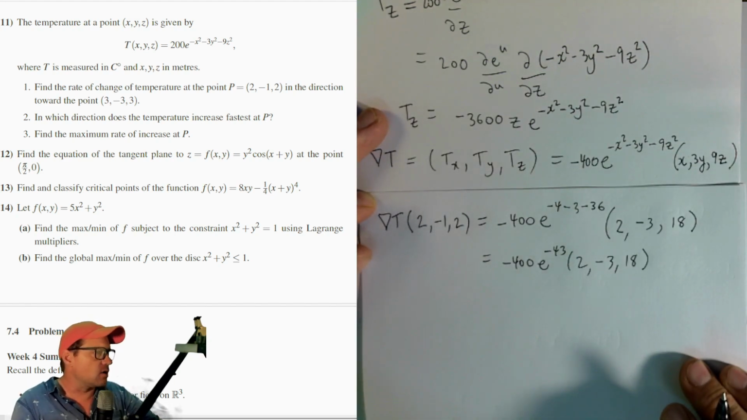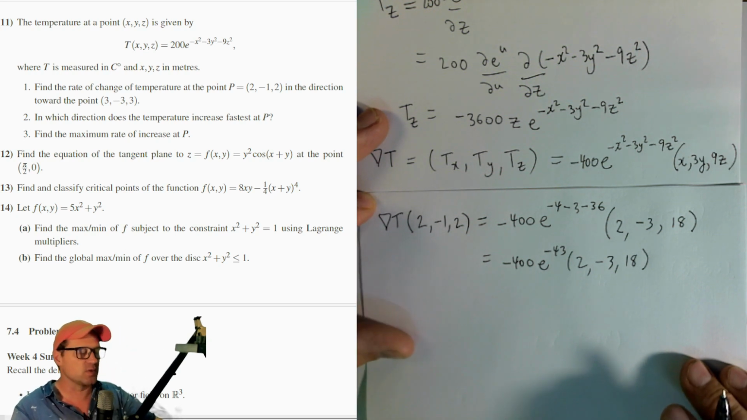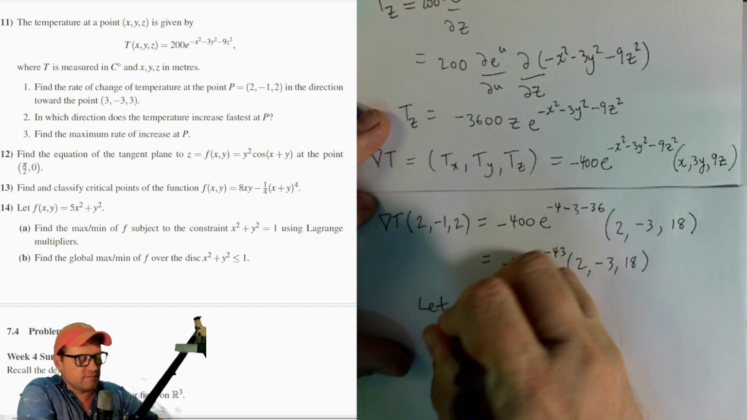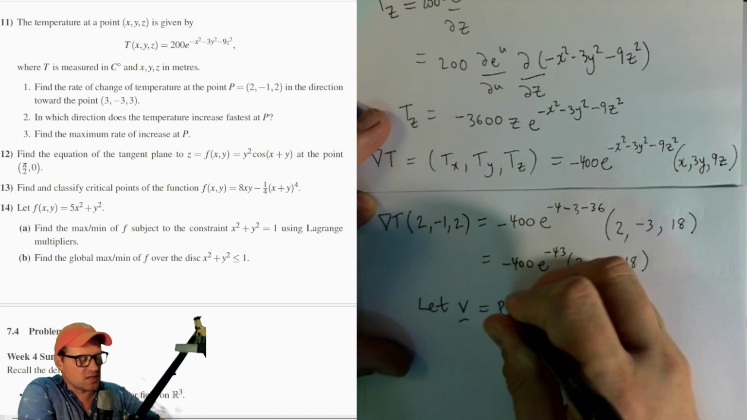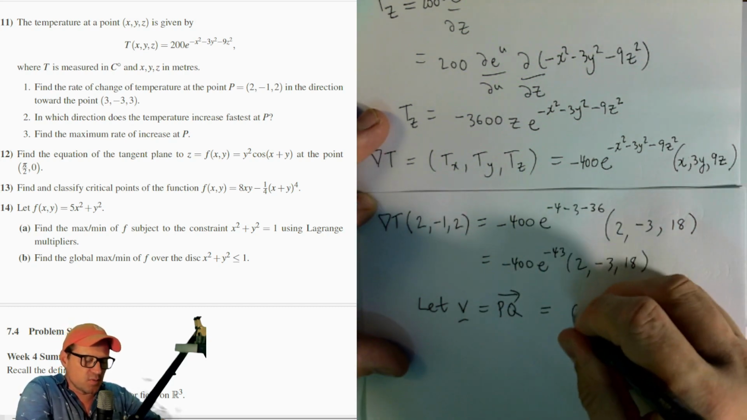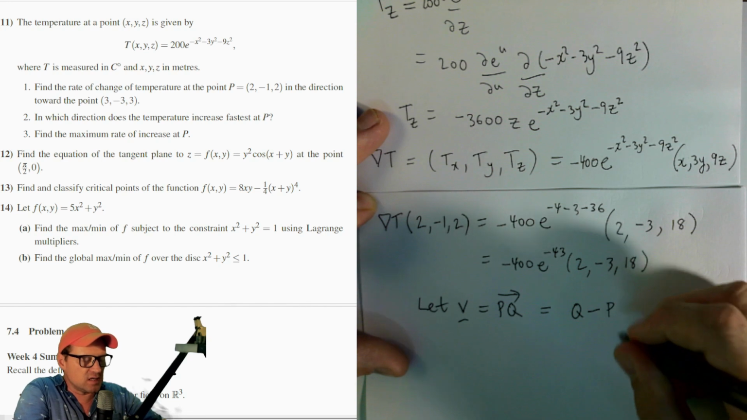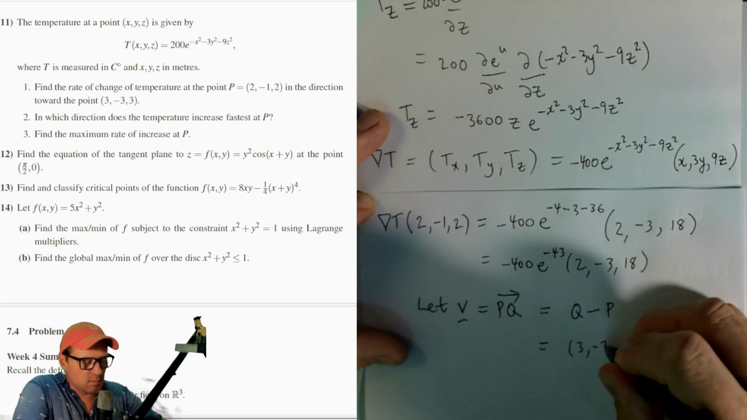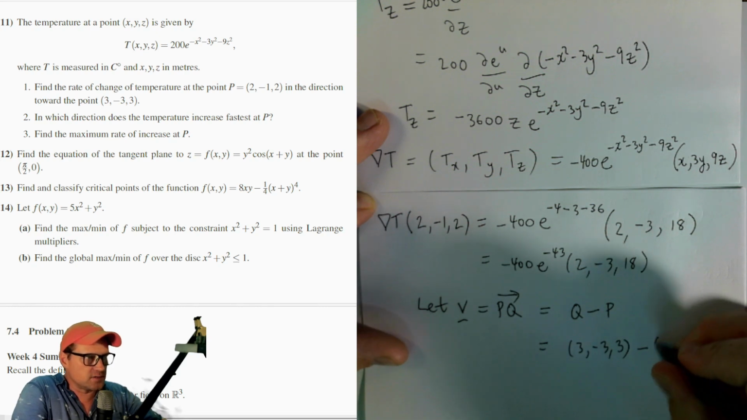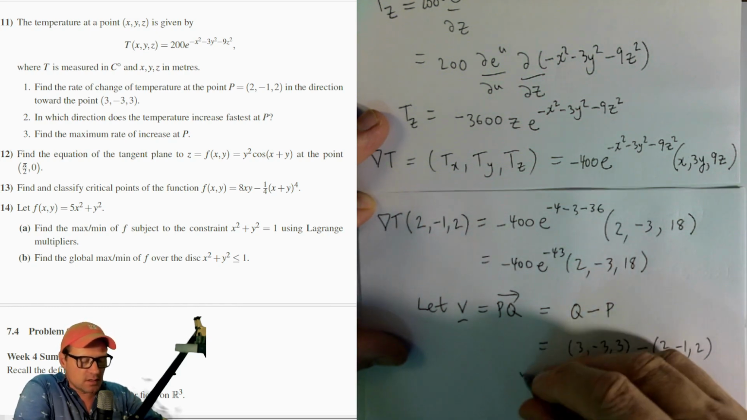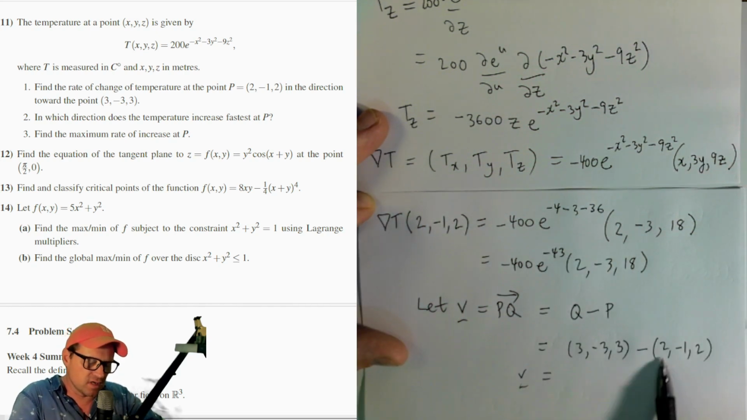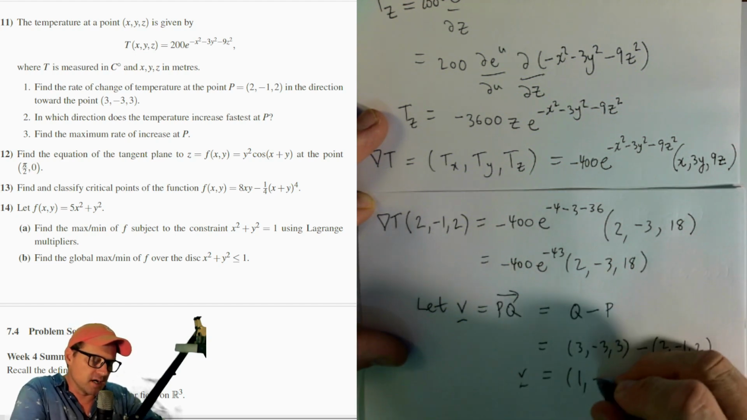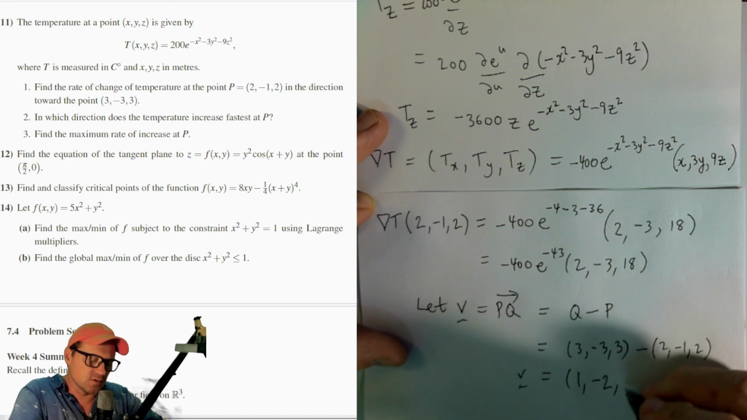Okay, so we have not completed part 1 yet, because we need the vector v. So let v be the vector from P to Q, and so this is the point Q minus the point P taken as a vector once we take that difference. So we have 3 minus 3, 3, subtract 2 minus 1, 2. And so v is the vector: 3 minus 2 is 1, minus 3 plus 1 is minus 2, 3 minus 2 is 1.